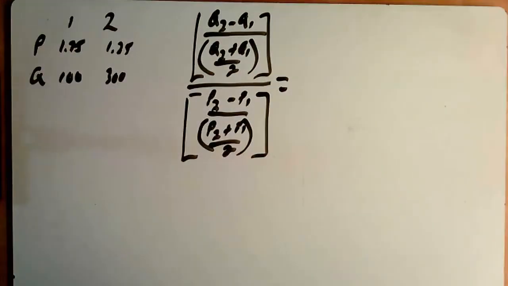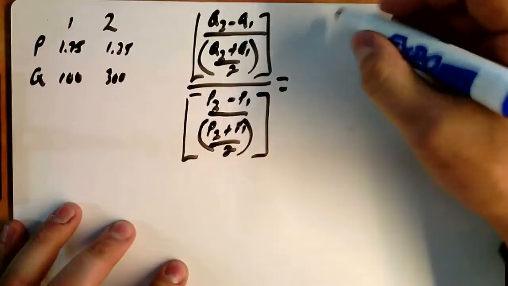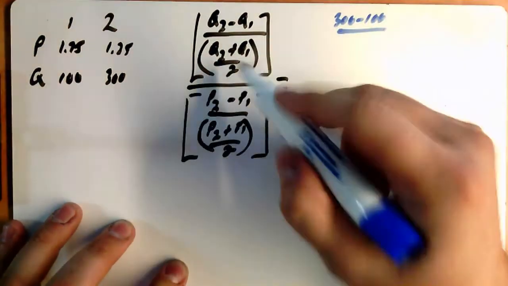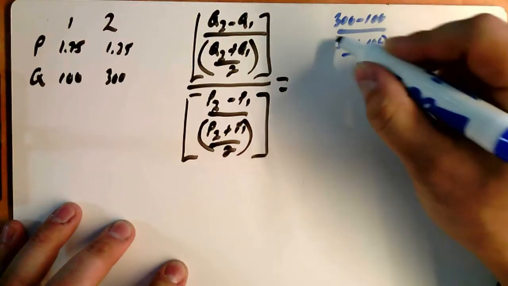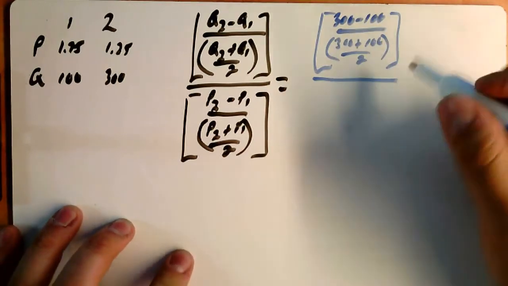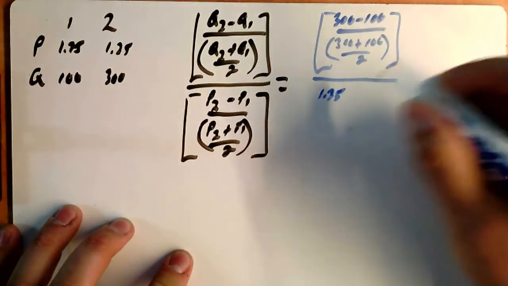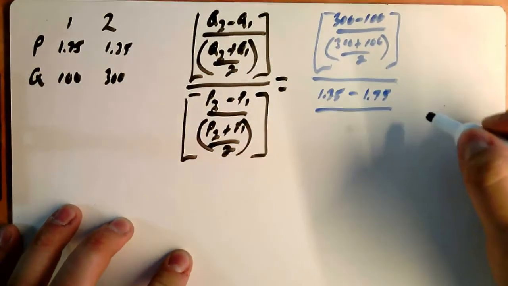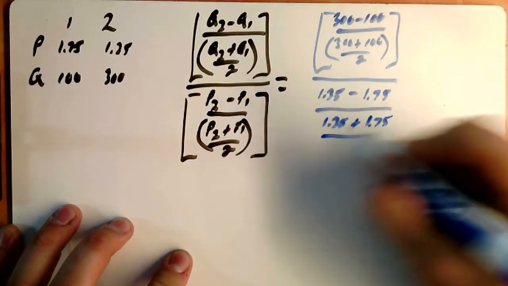So let's actually plug in some of these numbers. For Q2, we have 300. So effectively this will be 300 minus 100 divided by 300 plus 100 divided by 2. All that is divided by our price point then, P2, which is $1.25, minus P1, which is $1.75, divided by our P2, $1.25, plus $1.75, divided by 2.